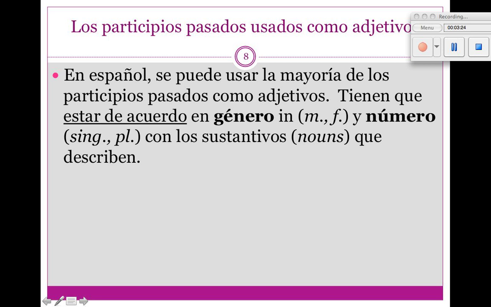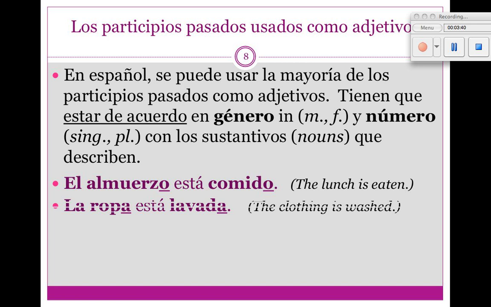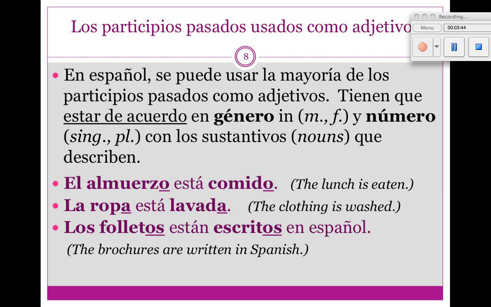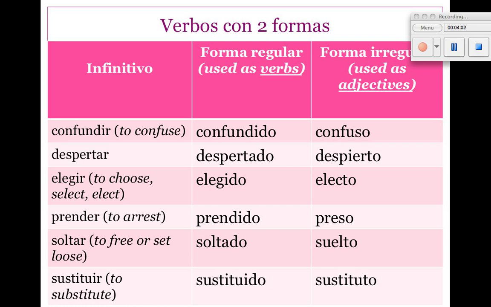Except for now when we're using it as an adjective. An adjective describes a noun, and so when you describe a noun with an adjective, it has to agree. Tiene que estar de acuerdo en género, masculino, femenino, número, singular, plural, etc. Okay? Por ejemplo, el almuerzo está comido. Awkward sentence. La ropa está lavada. Los folletos están escritos en español. Okay, so as you can see, all these participles match the noun it describes.